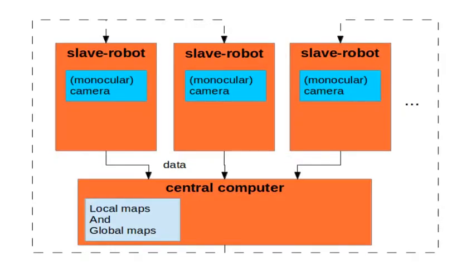The setup in our project, however, consists out of several slave robots with low computational power and equipped with a monocular camera only. Furthermore, there is a central computer with high computational power. In our system, the slave robots are not able to communicate with each other. Each slave robot only communicates with the central computer.